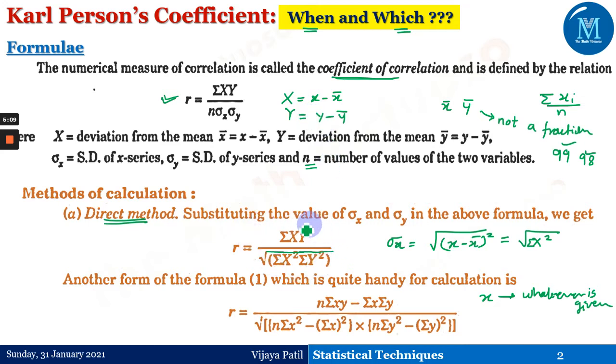Even we can go for the second one, wherein instead of writing sigma x and sigma y, we can write it as the square root of summation of x square, which is the square root of summation of x minus x bar the square. So this is nothing but the second one.